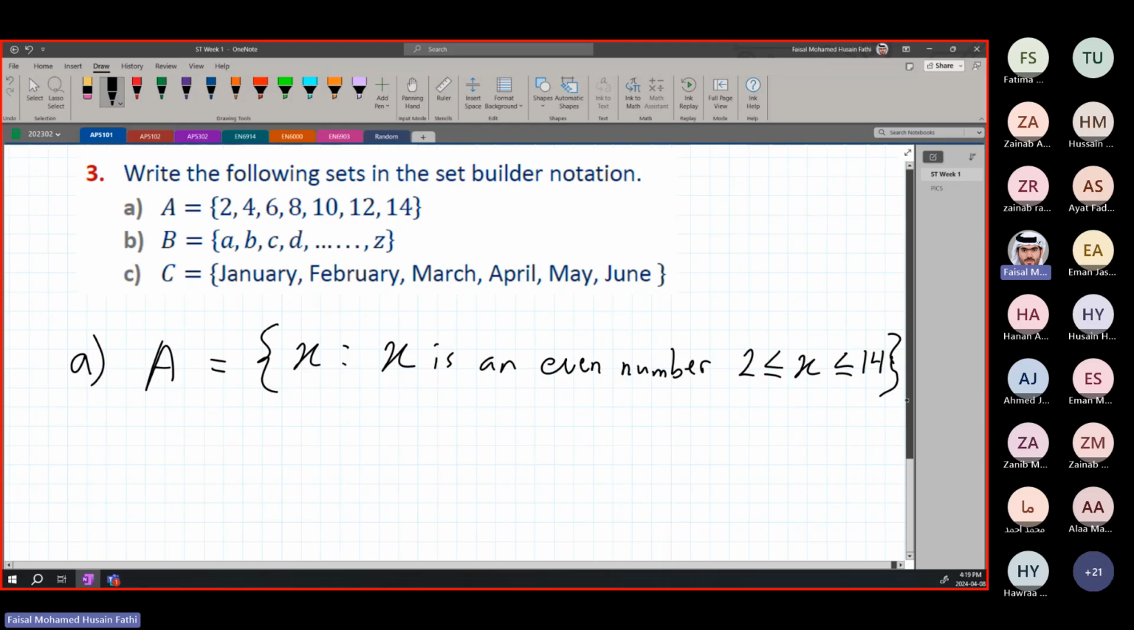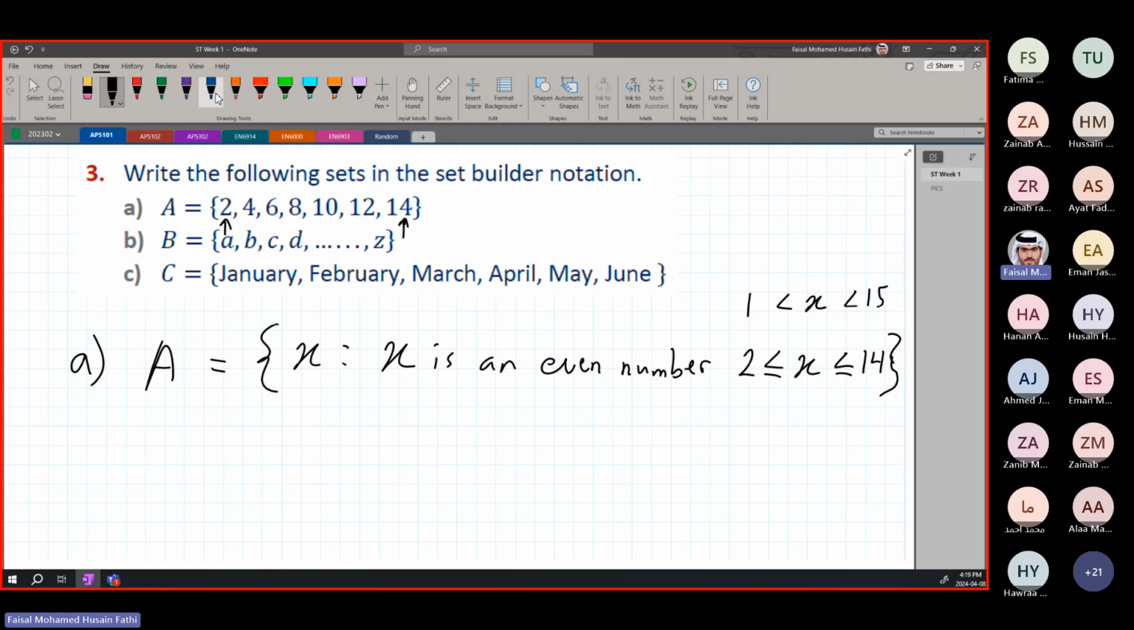So it's 2, 4, 6, 8, 10, 12, 14, 16, 18, 20. All of those are even numbers. But it is between 2 and 14. Why? Because it starts at 2 and ends at 14, so we make sure we include the 2 and the 14. All right? We can say that. Also, we can say, for example, the limit is between 1 and 15. Why? Because we're talking about even numbers only, so this is also true. You can write it in any way you want as long as it is properly defined and it mentions everything.